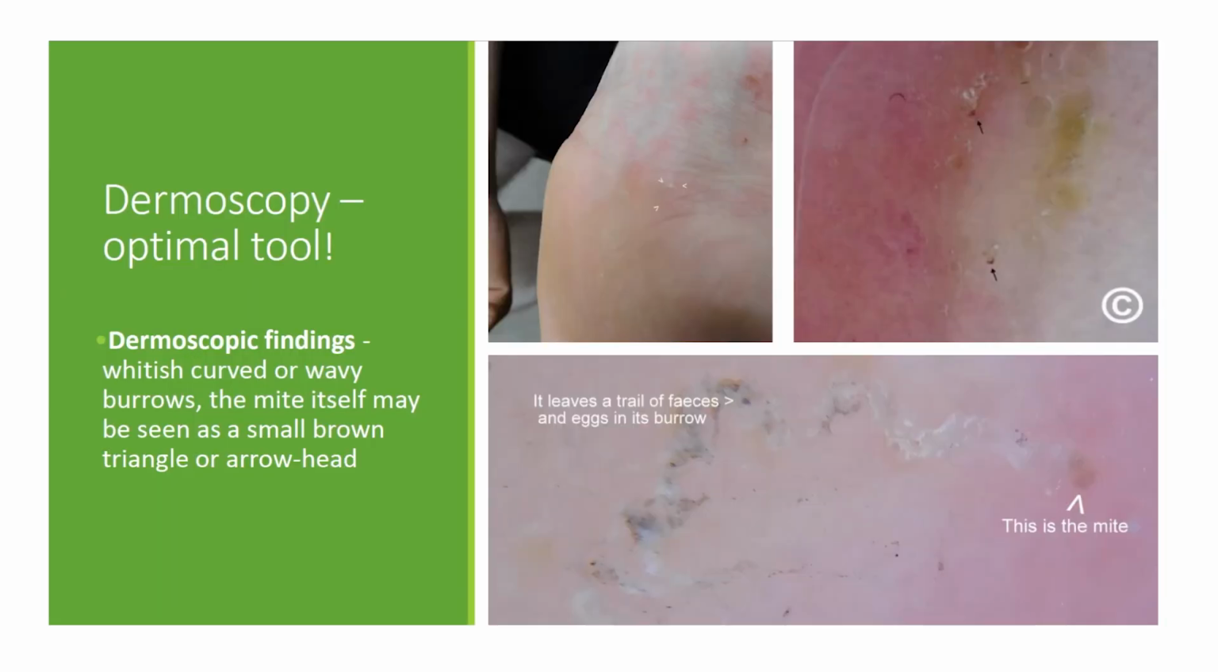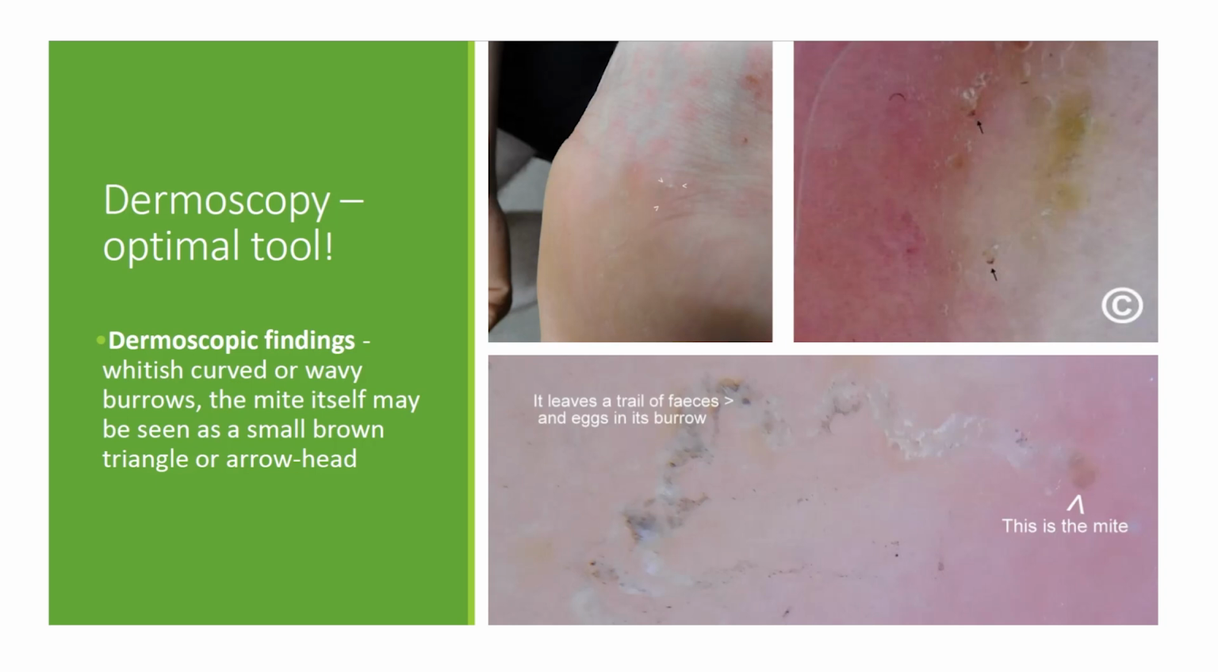Dermoscopy is an excellent tool for identification of the scabies mite. When we apply a dermatoscope to the surface of the skin, we see these whitish curved or wavy burrows, and the mite itself is actually seen as a small brown sort of triangle or arrowhead.